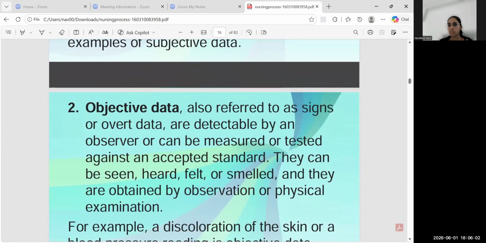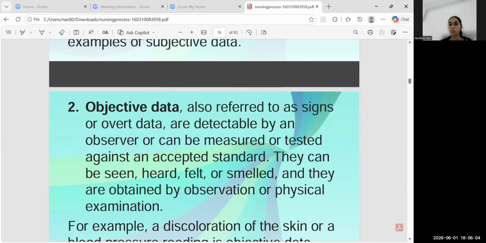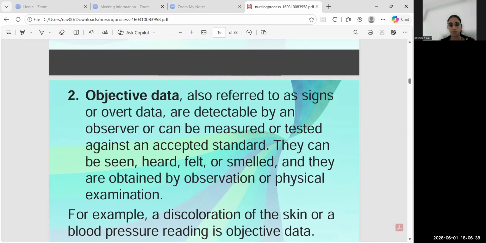And second one is the objective data. That objective data is the data which we have to see or observe on the patient. For example, we have to see that the patient's facial expression is looking like he or she is in pain, and we also observe there is a little bit of edema around the eyes, around the lips, and other things. We have to do the respiratory assessment, and in that assessment we have to hear the wheezing sounds in the asthmatic patient. That comes under the objective data.